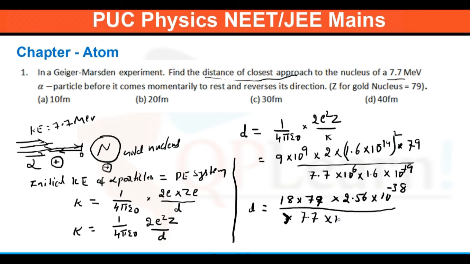into 1.6 into, here minus 19 plus 6, it is 10 to the power of minus 13. Finally you simplify all this, finally you are going to get nearly 29.85 into 10 to the power of minus 15. So 1 Fermi is equal to 10 to the power of minus 15. So finally in round figure it is 30 Fm. So the right answer is option C.